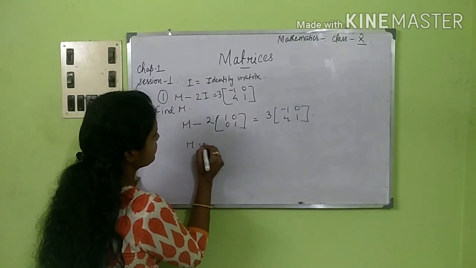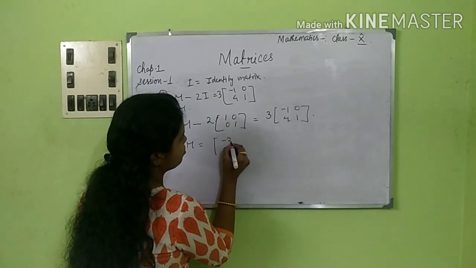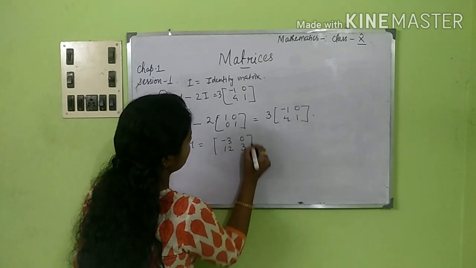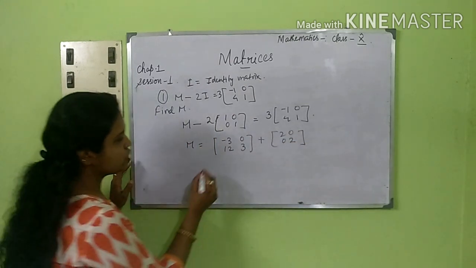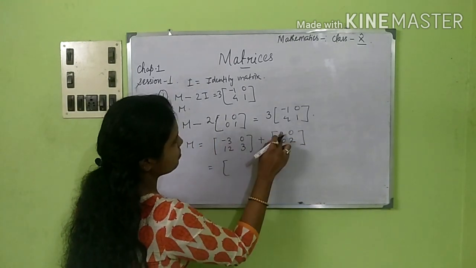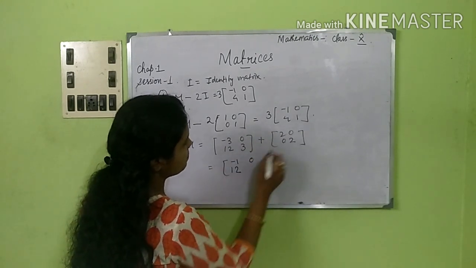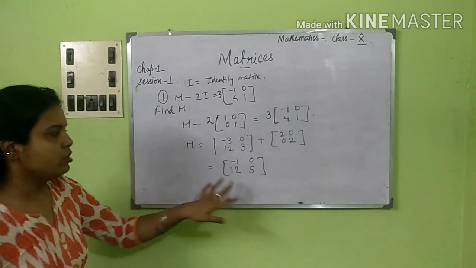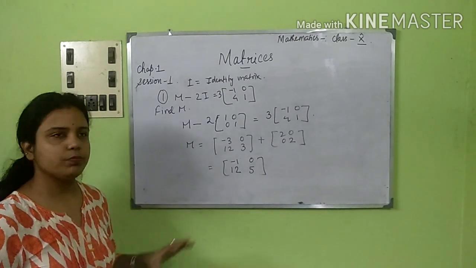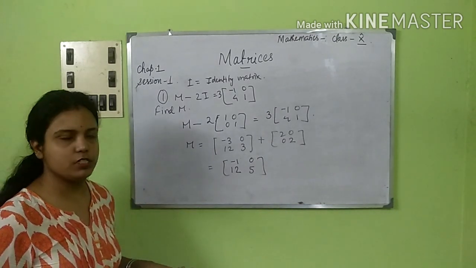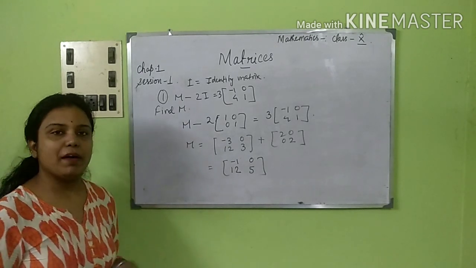Now, multiply this and change it to the other side. Minus 3, 0, 12, 3, plus 2, 0, 0, 2. Okay? So after adding, we have minus 3 plus 2, minus 1, 0 plus 0, 0, 12 plus 0, 12, 3 plus 2, 5. So this is your matrix M. Okay? So this was the answer. I hope it is very clear and it's a very easy and short process. You won't have any problem. Right? Okay.